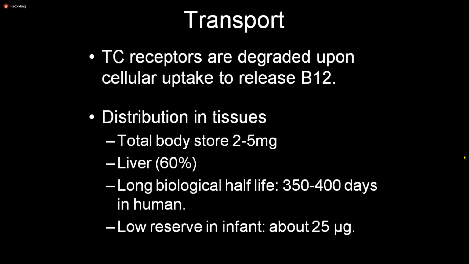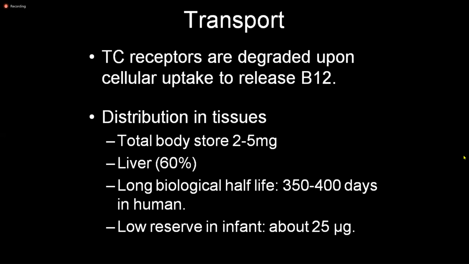The total body store is about 2 to 5 milligrams, and the maximum of the total body store is found in the liver. 60% of the vitamin B12 present in our body is in the liver, so the liver is the main storage organ. That's why goat liver, beef liver or pork liver is a very important source of vitamin B12.